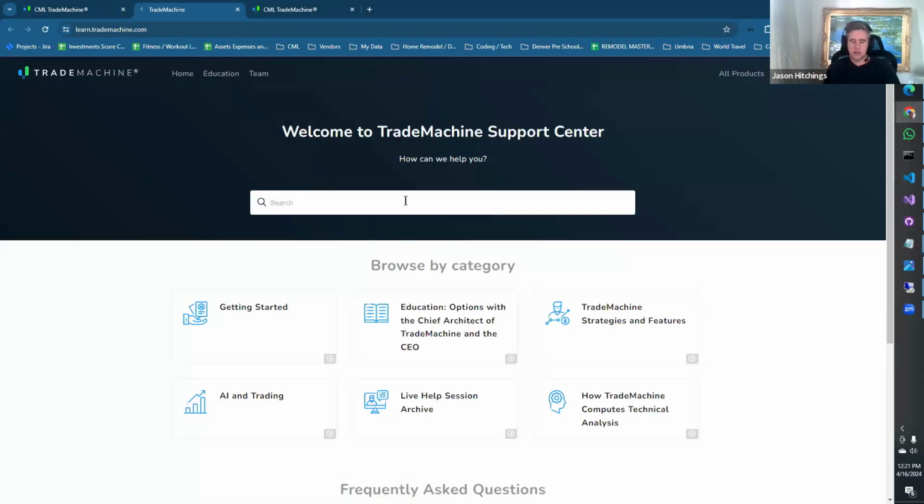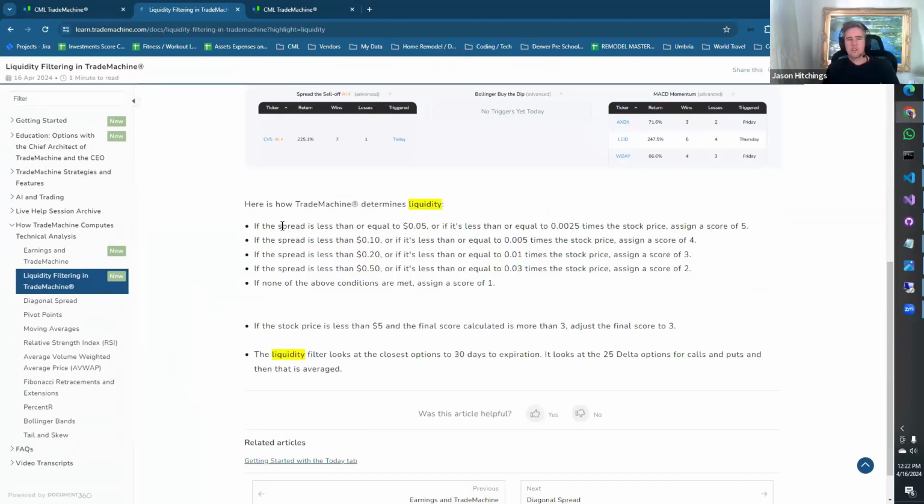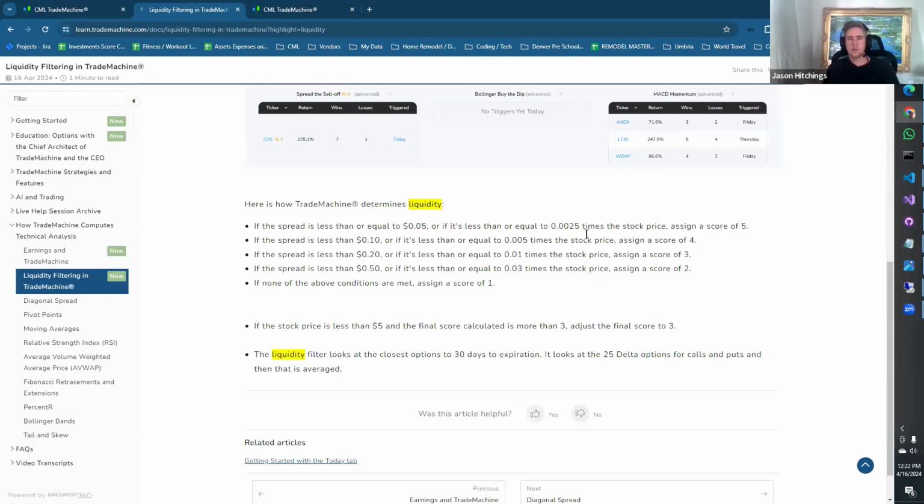I'm going to take a quick look at the Learn tab here. If you type in liquidity, there's this nice write-up, and these are the rules. So if the spread is less than or equal to a nickel, we consider that a 5 out of 5. Or if it's 0.25% of the stock price, a very small percent of the stock price, we consider that to be highly liquid. We adjusted these some initially. We had these a little bit too permissive, and some things weren't as liquid as we wanted. So we tightened these up and reran everything. And from the analysis that we've done, these have worked out pretty well.